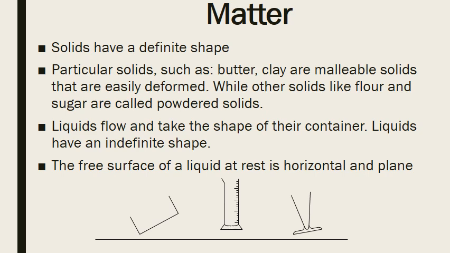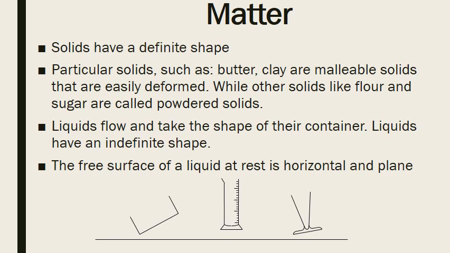And there's a lot of different types of solids, and these are grouped into particular solids, like butter and clay, which are known as malleable solids, and these can be easily deformed. So malleable solids, you can easily change their shape, while other solids like flour and sugar are called powdered solids.